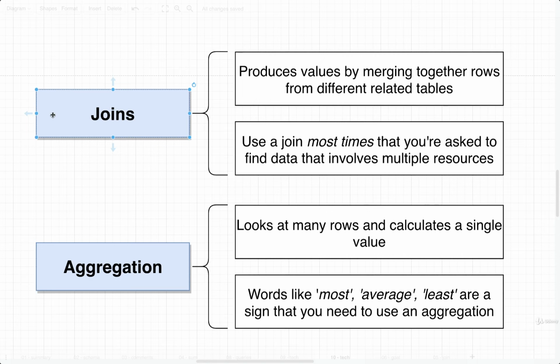Okay, so first off, joins. We make use of joins in SQL queries to somehow produce a value or a set of rows by merging together a lot of different rows from different tables. We're most frequently going to reach for joins anytime you are trying to answer a question or write a query to answer a question related to multiple different kinds of resources.